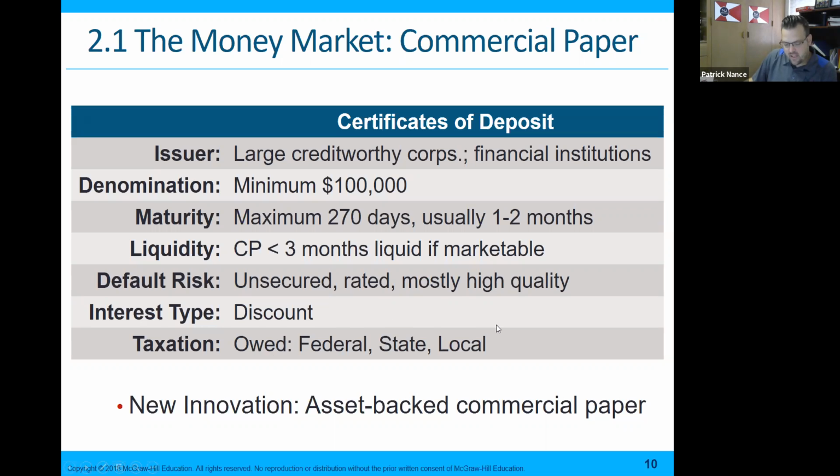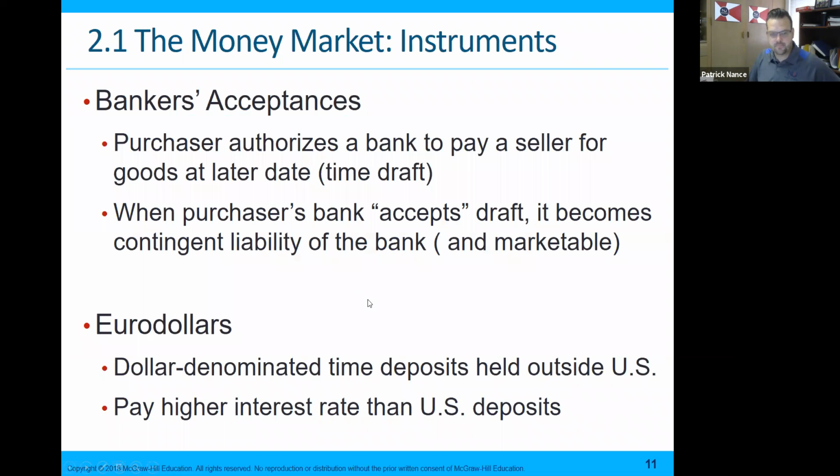Interest type is discount again, where we go backwards. We say this is what the value of commercial paper is, and we go backwards and pay the discounted amount to purchase it and then receive the par value when it matures. Taxation is usually federal, state, and local. There is a newer thing called an asset-backed commercial paper. If it's an asset-backed commercial paper, what that should mean is that this unsecured goes away. If it's really got an asset behind it, that should mean, assuming that everything is done correctly, that there is some sort of collateral behind the commercial paper itself.